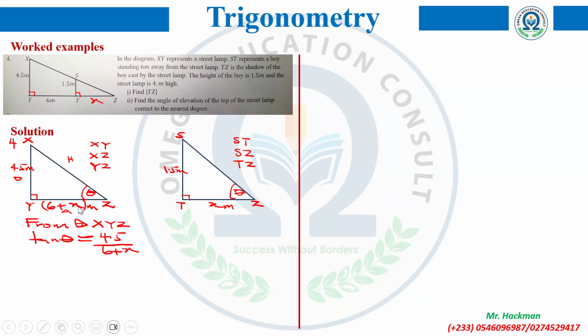SS plus S. Remember, I've told you, when you are substituting, ignore the length, the unit, because they will cancel in the long run. So now at this point, I can label this one as equation 1. That's my first equation.